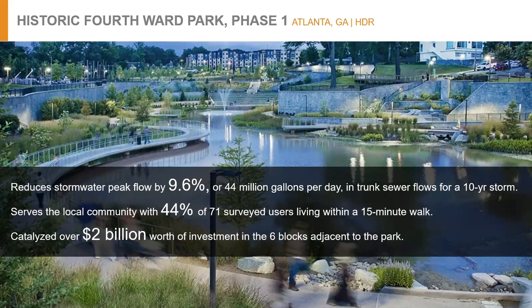So this park is designed to flood and manage really massive amounts of stormwater, up to 44 million gallons per day. And it's contributed to the catalyzation of over $2 billion worth of investment in the 6 blocks adjacent. This was determined through interviews with developers who said that they couldn't have even built here before the park's creation. Also importantly, in thinking about the neighborhood, the park provides park space in a really park-poor area with local users within a 15-minute walk, demonstrably making use of the site.